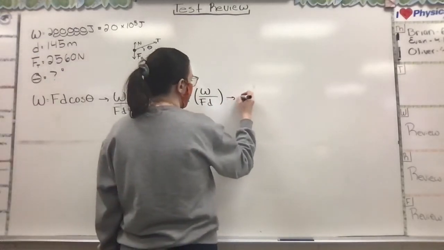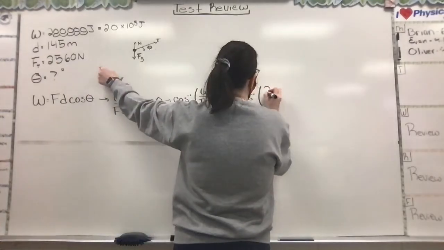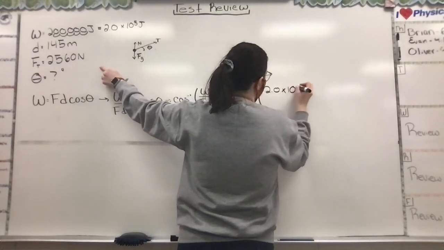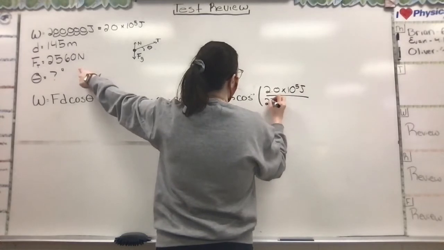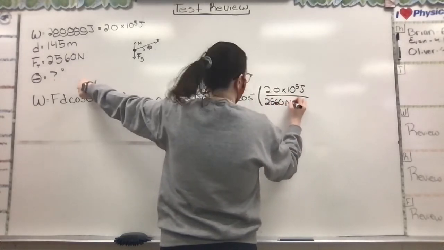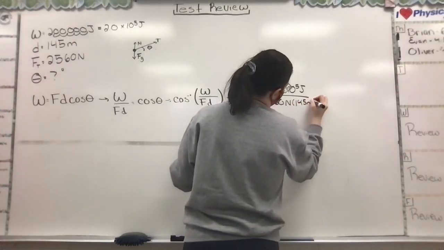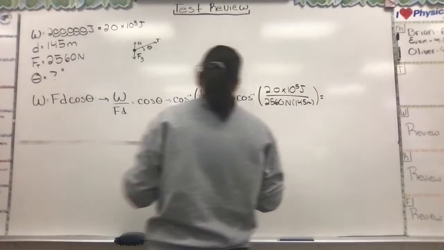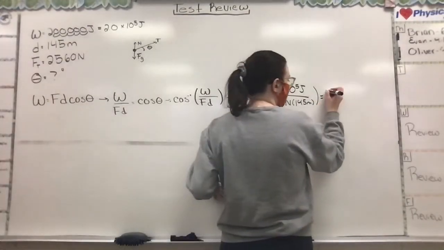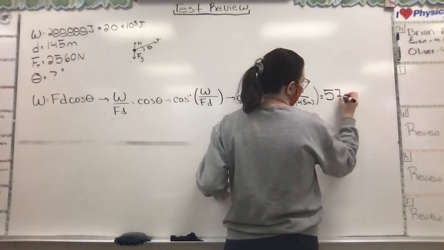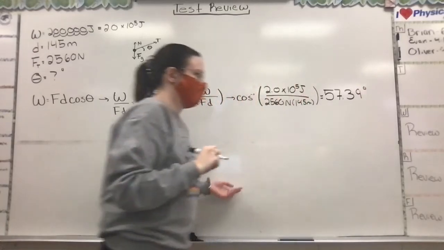Okay? So that means when we plug it in, we're going to have the inverse cosine of 2.0 times 10 to the 5 joules divided by our force of 2,560 newtons times our distance of 145 meters. So when we do that, what do we get as our theta? 57.39? You can round it to 57.4. Yeah, I don't care. You can round it, that's fine.